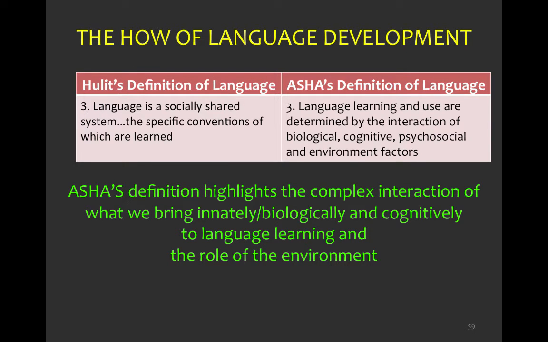This slide describes the how of language development, that is, how does language happen for the child? As we'll see in Unit 2, when we discuss the theories of language development in weeks 3 and 4, language learning is a multifaceted process that needs the interaction of our biology, our cognitive development, as well as the environment. And we'll talk more about the how of language development in Unit 2.